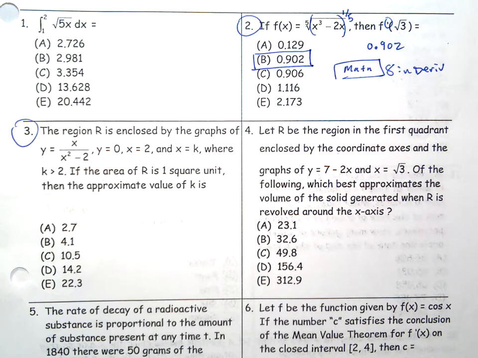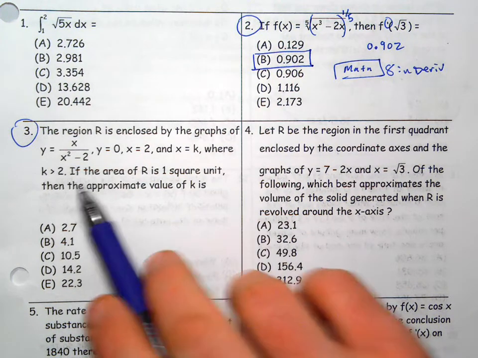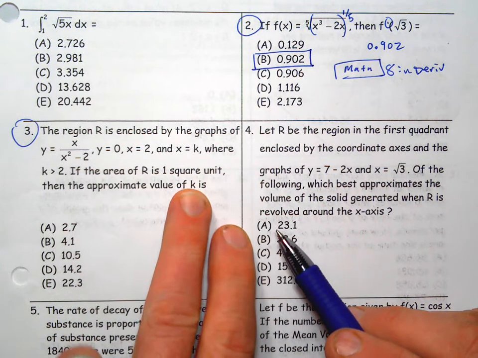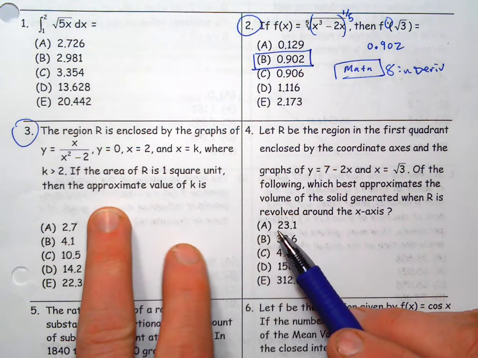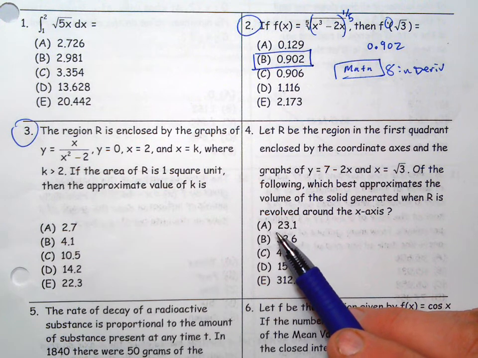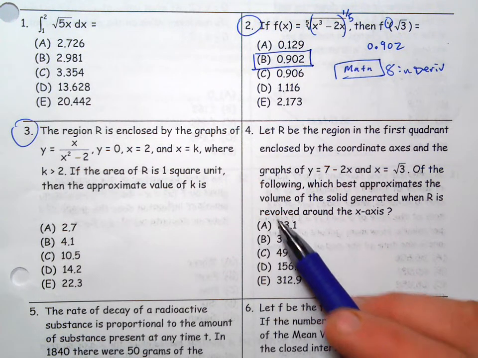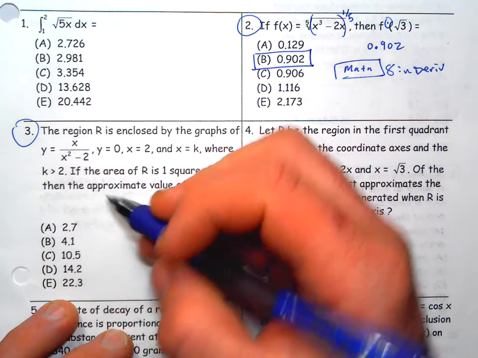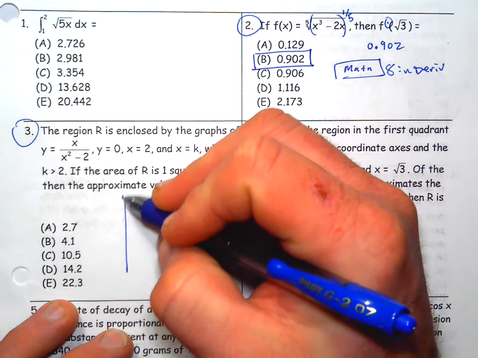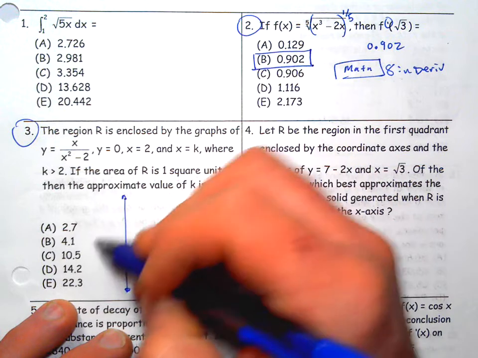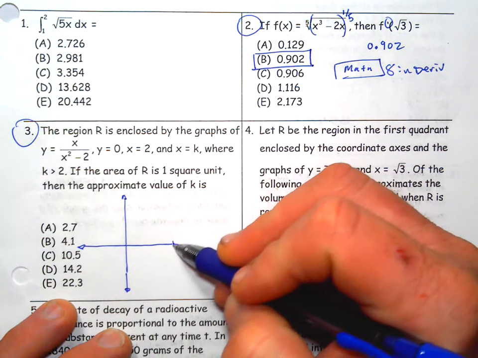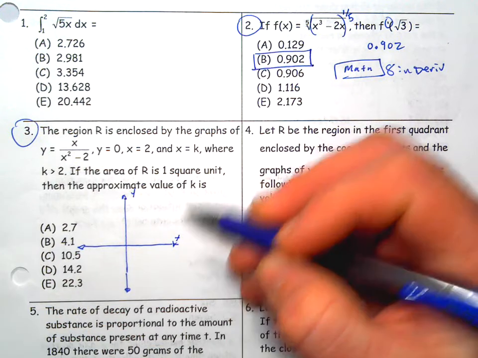Number 3 says region R is enclosed by the graphs where K is greater than 2. The area of R is 1 square unit. Then the approximate value of K is what? What's going on here? This is an area problem. It might be good to try and draw a sketch. You have a graphing calculator, but still, if you don't know what the graph's going to look like, you might not get a very good graph in your graphing calculator.